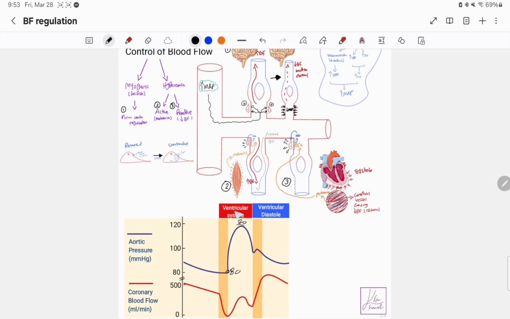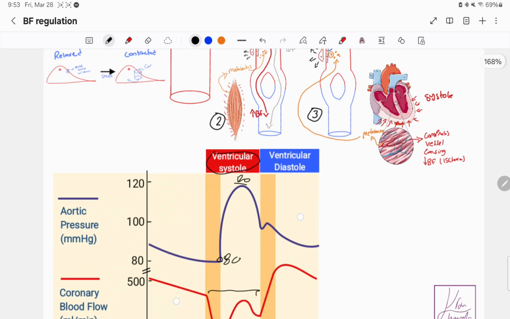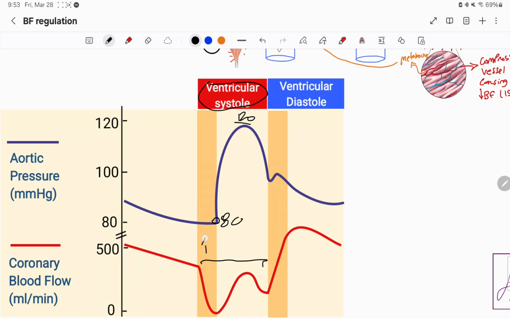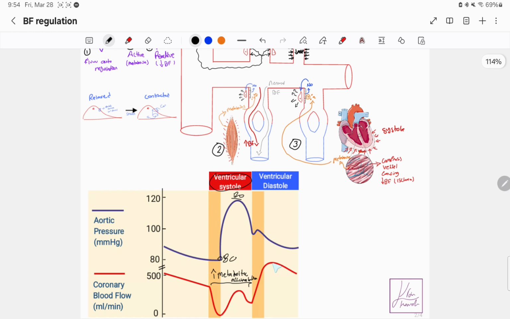And you'll see that as soon as I enter ventricular systole, the blood flow dips downwards, and it remains impeded throughout ventricular systole, okay? So you can see right here, from here to here, the blood flow is super dampened as opposed to what it initially was, okay? And we can say that in this area, during ventricular systole, there is an increase in metabolite accumulation right here.